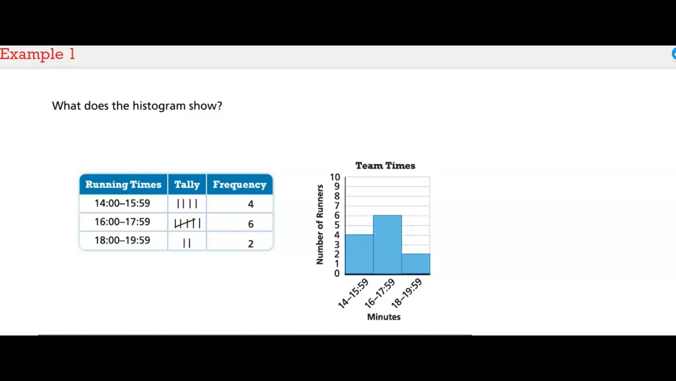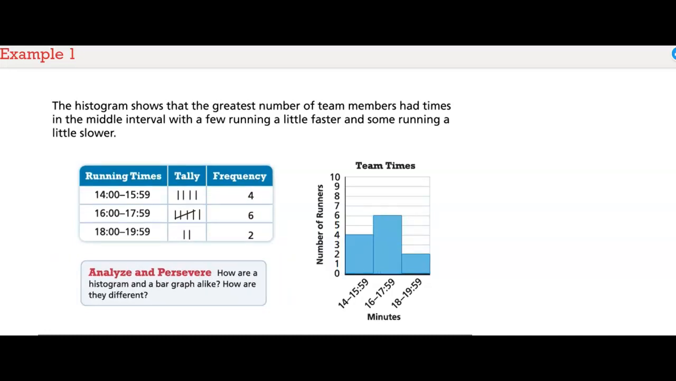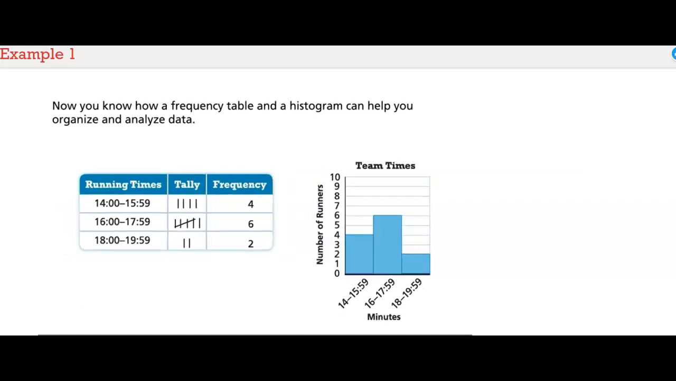What does the histogram show? The histogram shows that the greatest number of team members had times in the middle interval, with a few running a little faster and some running a little slower. How are a histogram and a bar graph alike? How are they different? Now you know how a frequency table and a histogram can help you organize and analyze data.